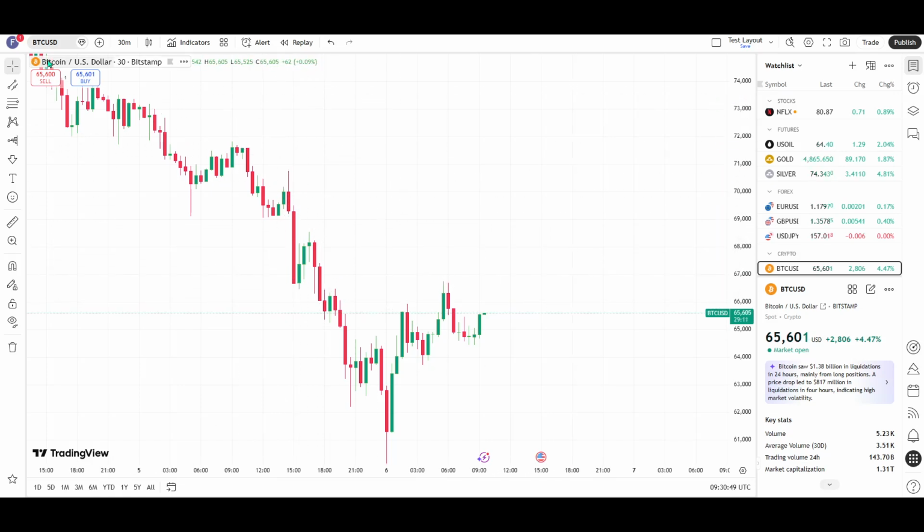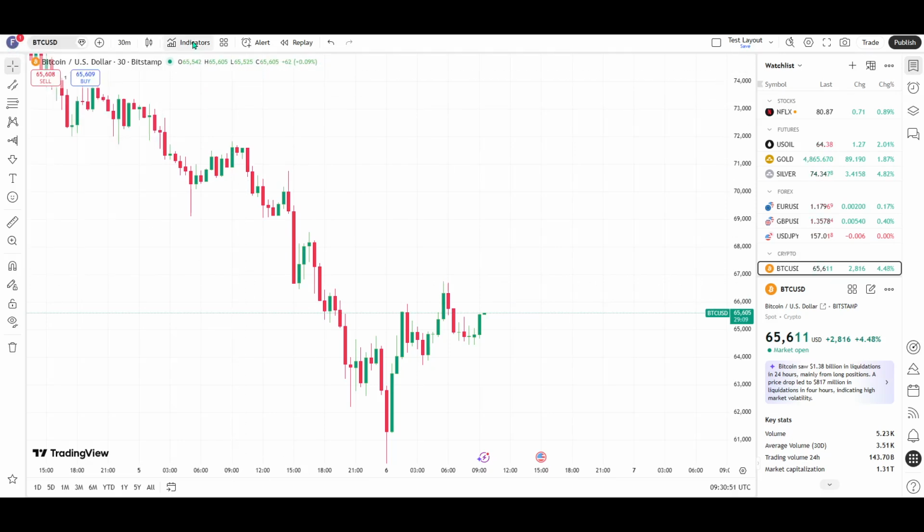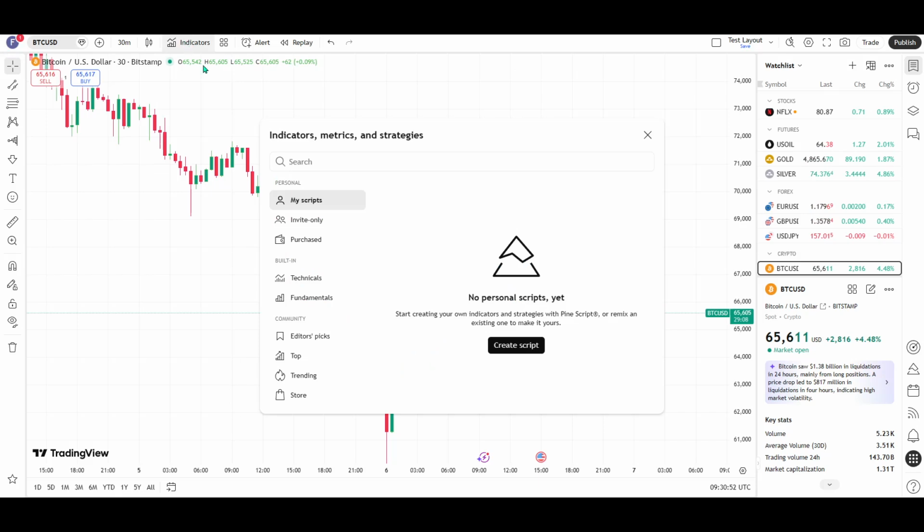At the top left of the screen, look for the Indicators button. It's labeled Indicators and is easy to spot near the toolbar above your chart. Go ahead and click it to open the search window. This is where you can find anything from moving averages to momentum tools. But today we're focused on volume.